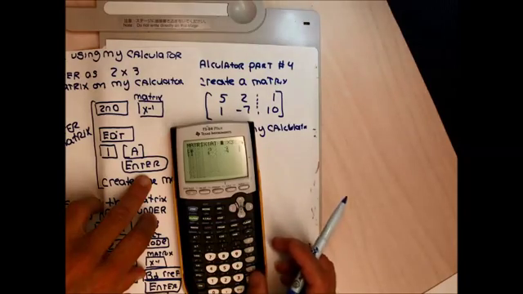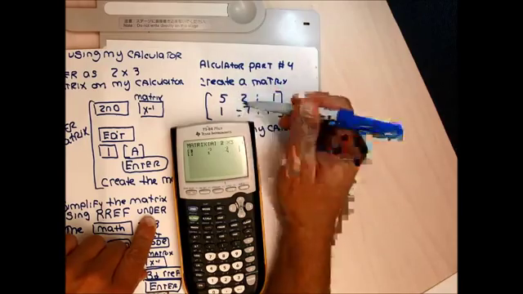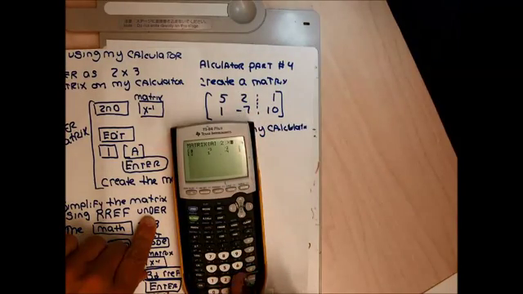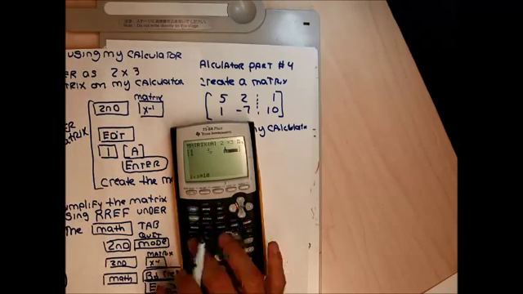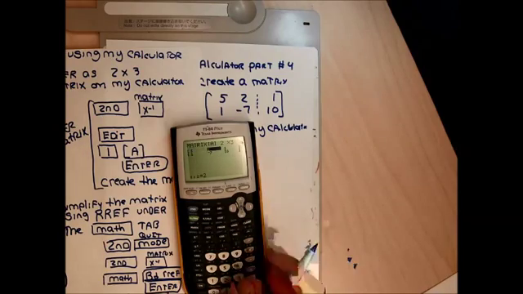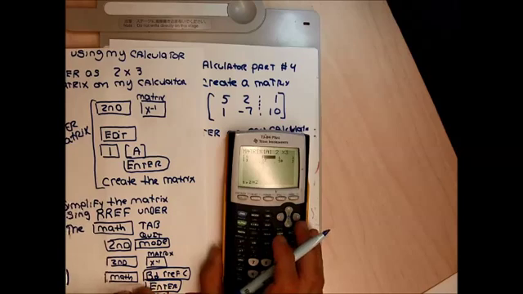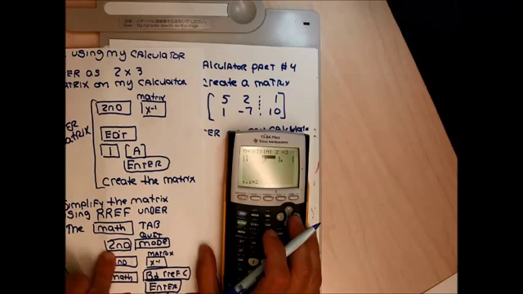When I hit enter, I'm going to type this matrix, which is a 2 by 3 matrix. Again, it has 2 rows and 3 columns. So I'm going to go 2, enter, 3, enter. Just type all the numbers now, followed by an enter. 5, enter, 2, enter, 1, enter, 1, enter, negative 7, enter, and 10, enter. So I've created the matrix. Once you're done entering the matrix, you have to hit second and quit.